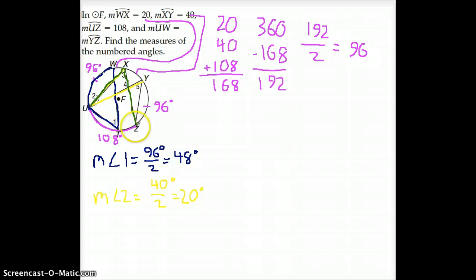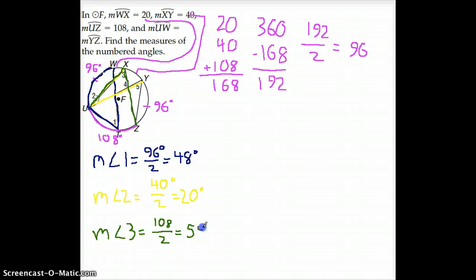So it goes to arc UZ, which has a measure of 108 degrees. So the measure of angle 3 is equal to 108 degrees, the arc measure, divided by 2, which is 54 degrees.